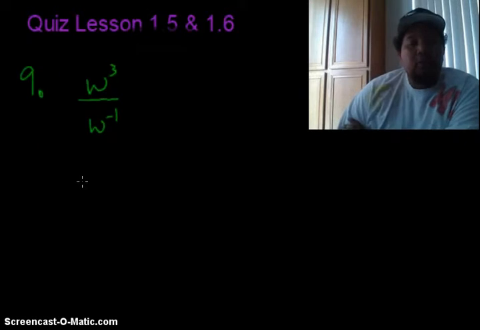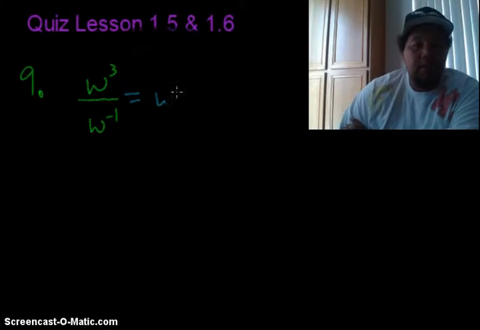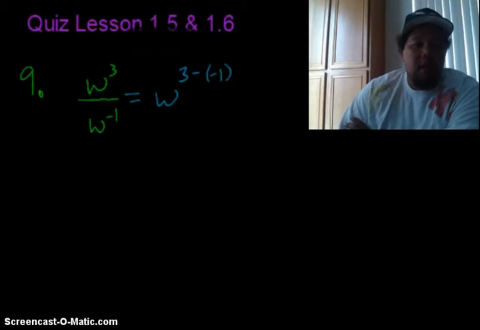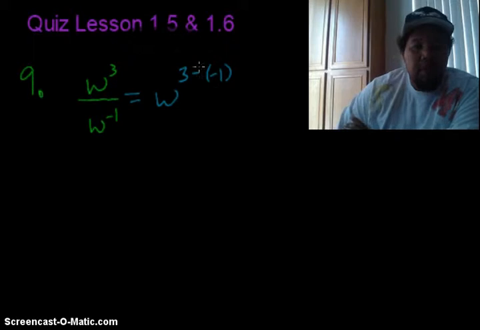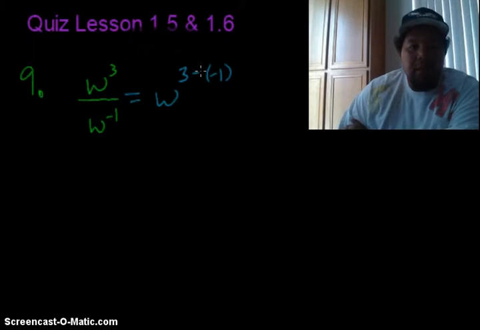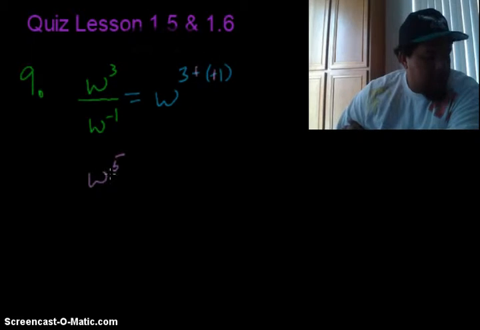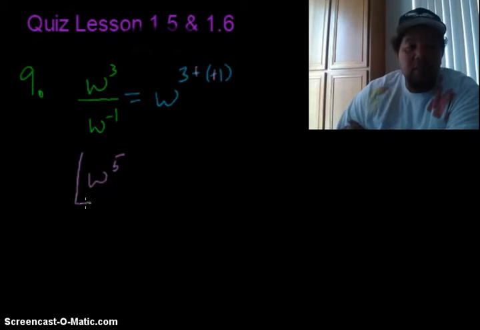Okay, now we have an expression with powers being divided. Powers with the same base being divided tells us the rule is that we keep the base and subtract the exponents. So we have 3 minus a negative 1. To do that, minus a negative becomes plus a positive, because subtracting a number is the same thing as adding its opposite. So we end up with w to the 5th power, and they want positive exponents, so this is our final answer.